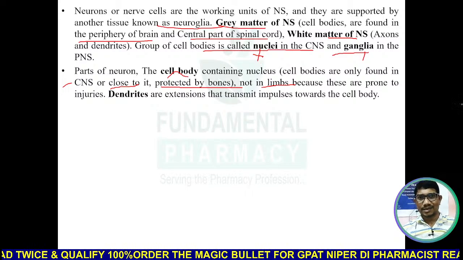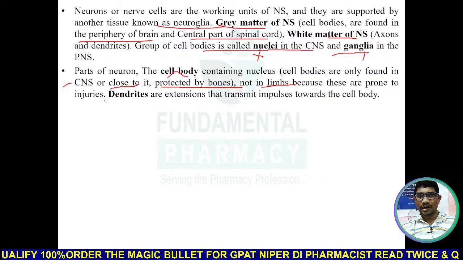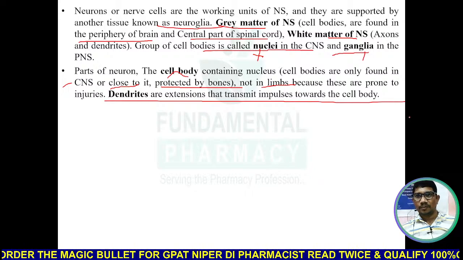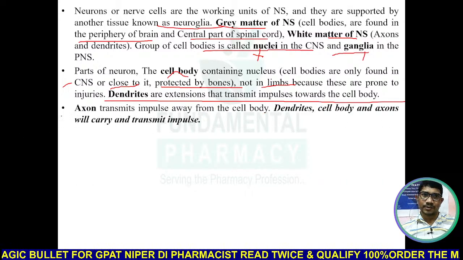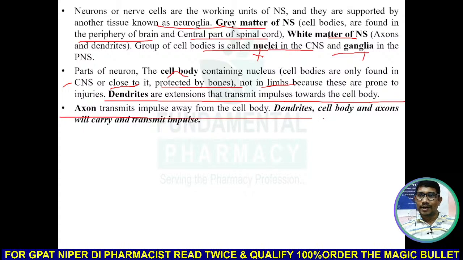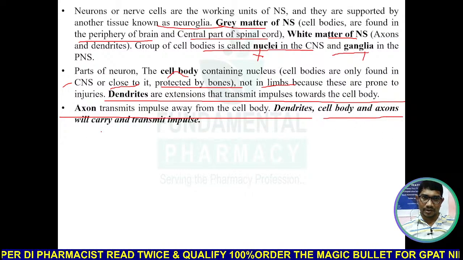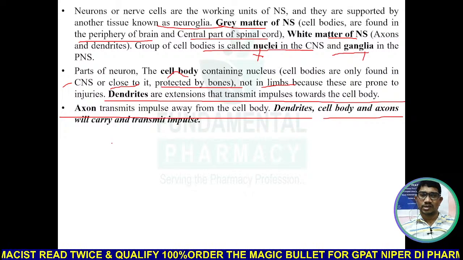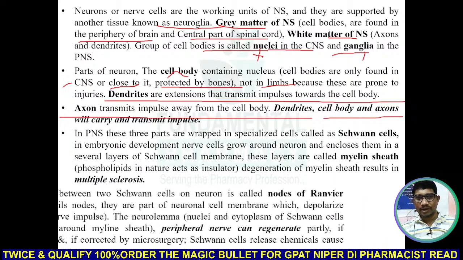Dendrites are the extensions that transmit impulse towards the cell body. The dendrite part transmits impulse towards the cell body. What is the work of the axon? Axon will transmit impulse away from the cell body. Dendrite, cell body and axons will carry and transmit the impulse. So what do dendrites do? Dendrites will carry impulse toward the cell body, axon will transmit impulse away from the cell body. Remember this.